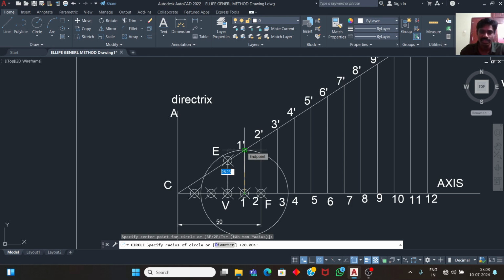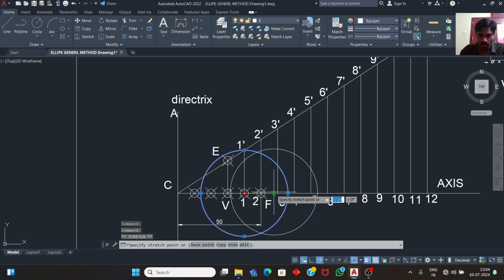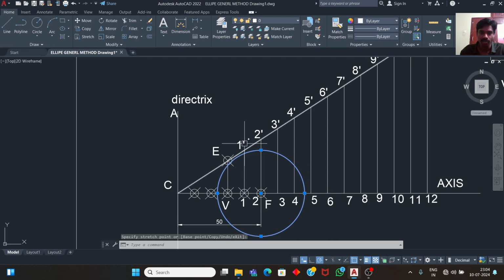1 to 1 dash as the radius, 1 as the center, draw the circle. So this circle we need to move to the F focus point. We need to move this circle to this focus point.